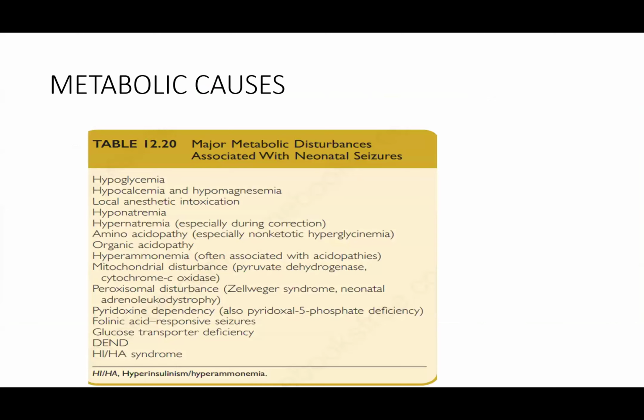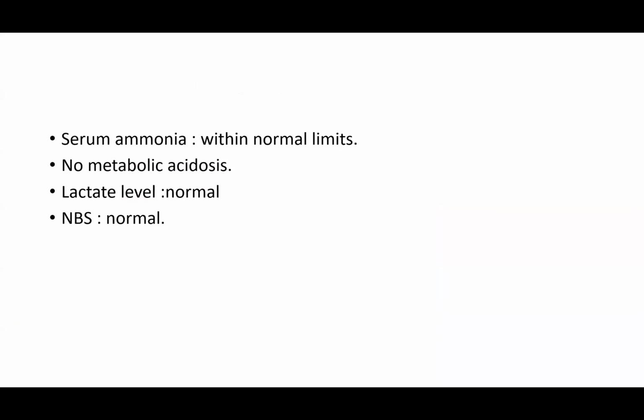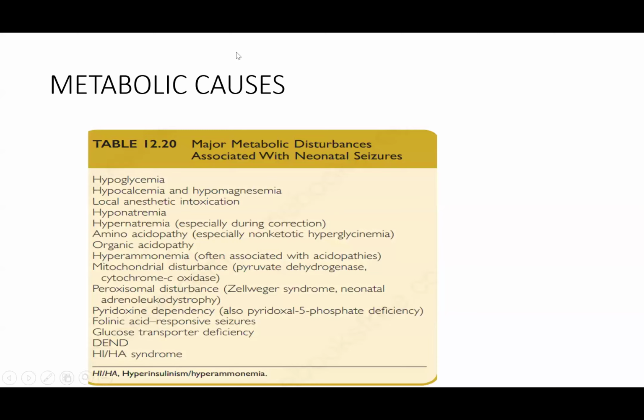So till this stage, we have ruled out the metabolic causes like hypoglycemia, hypocalcemia, and hypomagnesemia. Sodium was also normal. Both hypo- and hypernatremia were ruled out. Organic acidemias were ruled out because pH was normal and there was no acidosis. Next, we are left with hyperammonemias and peroxisomal disorders. And after giving pyridoxine also, there were episodes of seizures. So we don't know whether it is pyridoxine dependency or not. And glucose transporter deficiency was also ruled out as the CSF glucose and plasma glucose were within normal limits.